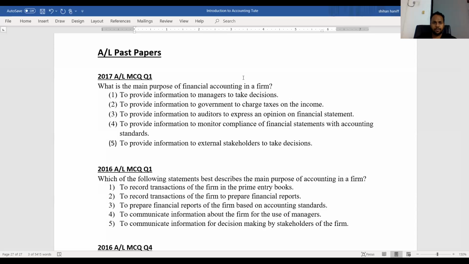Now 2016. Tell me the answer. Which of the following statements best describes the purpose of accounting? To record the transactions, to prepare, to communicate to managers, to communicate to stakeholders. It's 5.